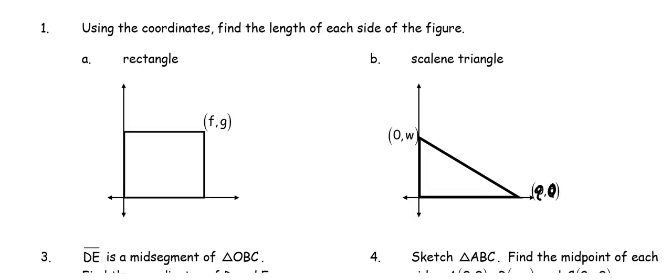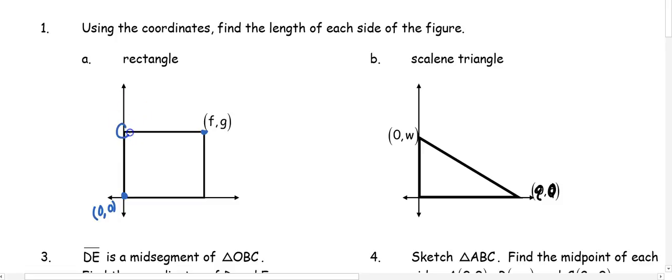This video is about using coordinates in a coordinate plane. In number one, we're using the coordinates to find the length of each side. So if I have a corner that is FG, and I know that one corner is on the origin, 0, 0, that can help me find my other 2 points.